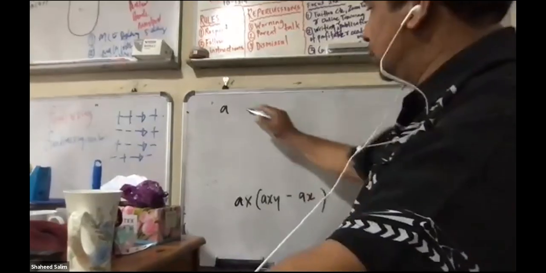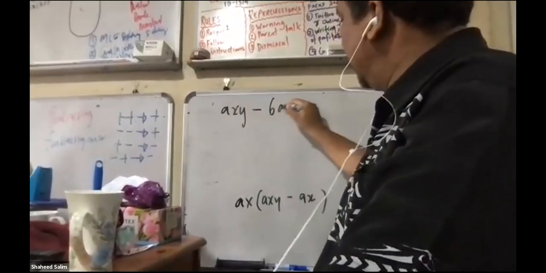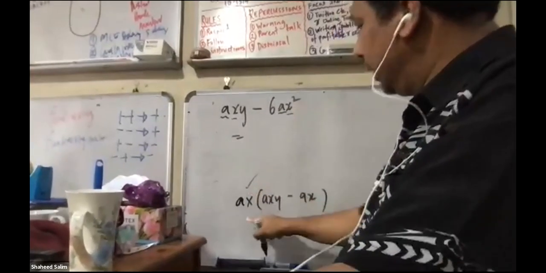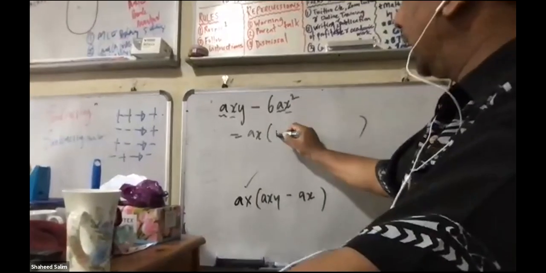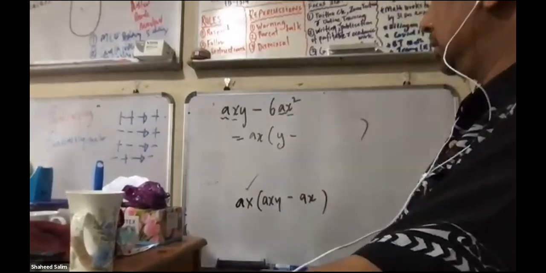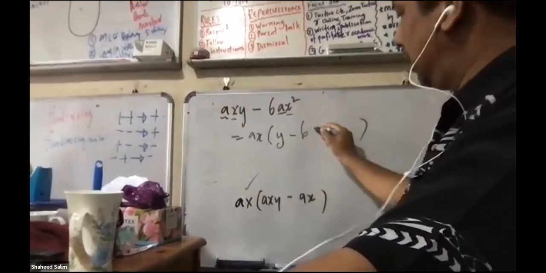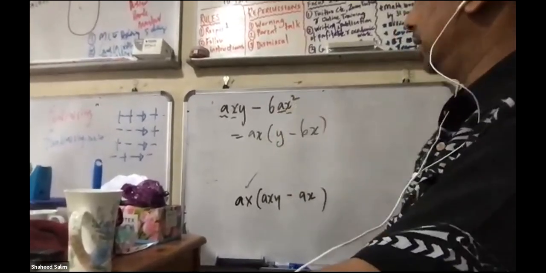Okay, let us look step by step. Hold on now. Now we identify what's similar. Now you see A similar, X similar, X similar. So this is correct, absolutely correct. So we put Y. A inside is not correct. Y minus 6X because it's X squared. X times X give you X squared. This is the answer.